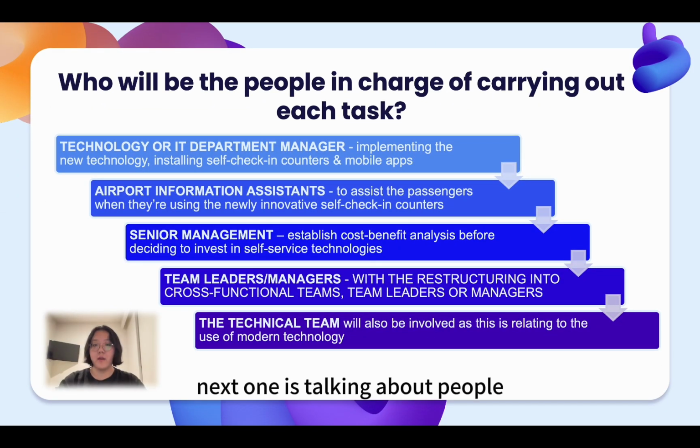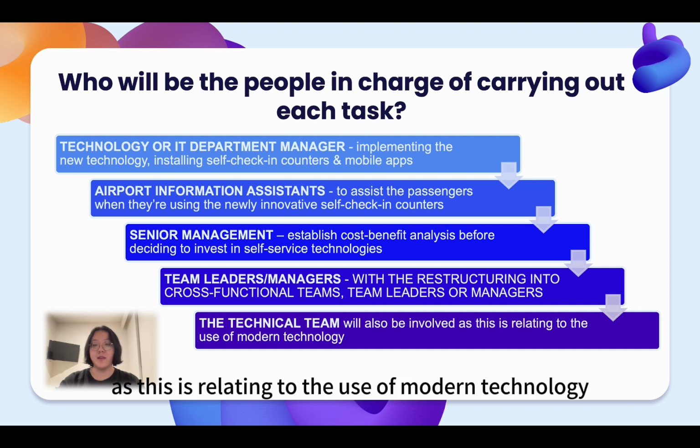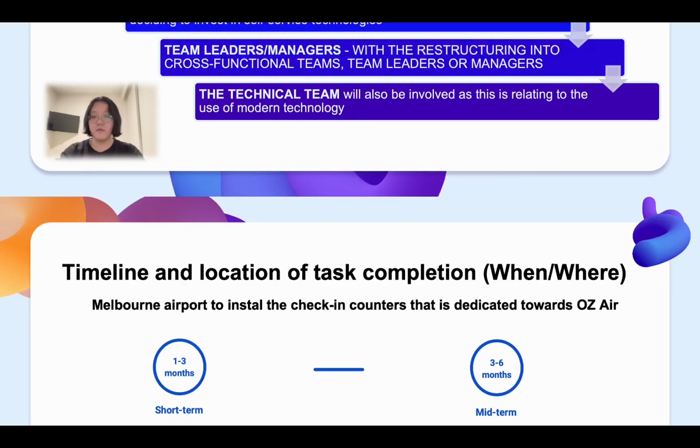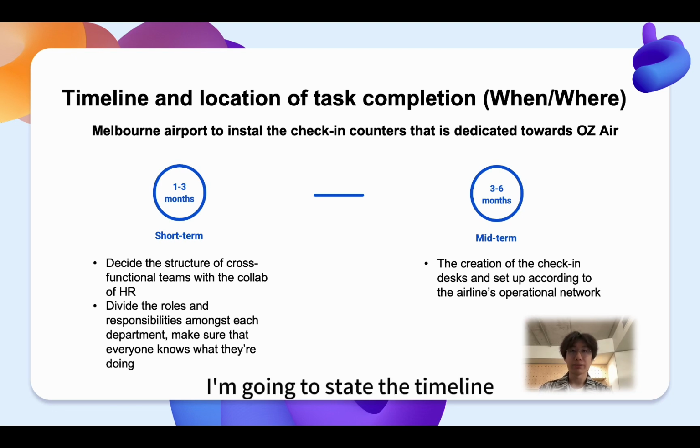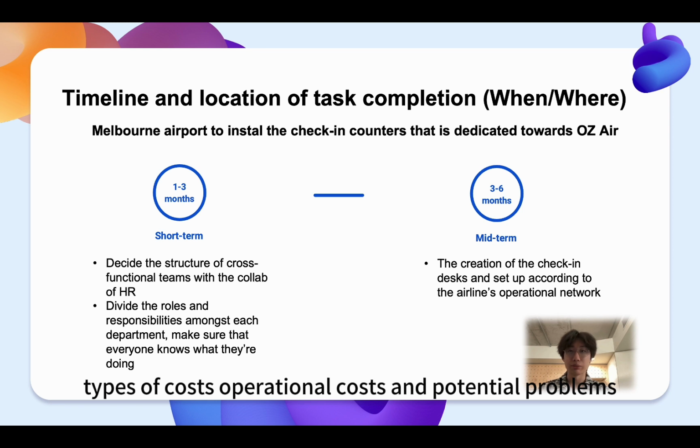Next, I'm talking about the people who will be in charge of carrying out each task. The technology department manager, airport information assistants, senior management, team leaders or managers, and the technical team will also be involved, as this relates to the use of modern technology. I'm going to state the timeline and location of task completion, types of costs, operational costs, and potential problems.